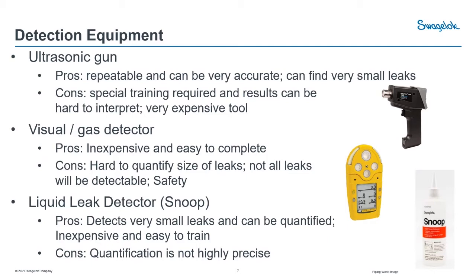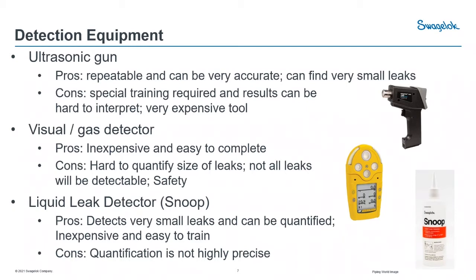Second, and I've seen this before in a lot of facilities, is visual. So just going out looking for things. Steam leaks are pretty easy to find visually, especially in the winter, or using gas detectors. A lot of times this is like an example of a 4-gas detector. The pro of this is it's inexpensive. A lot of people already have them in the facility. It's pretty easy to complete. The hard side of this one is it's hard to quantify how big your leaks are. Not all leaks are detectable as well. So in the example of the gas detector, it's detecting what it has available, the 4 sensors, but that's all it's looking for.